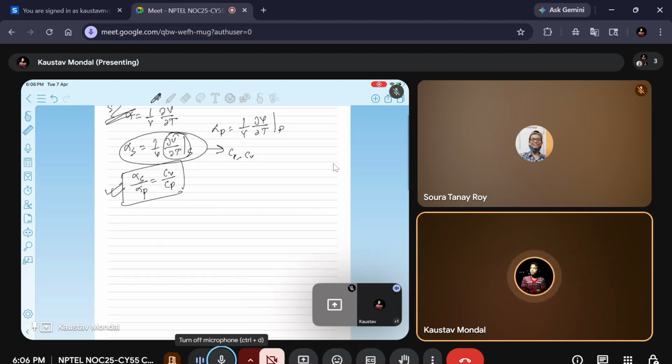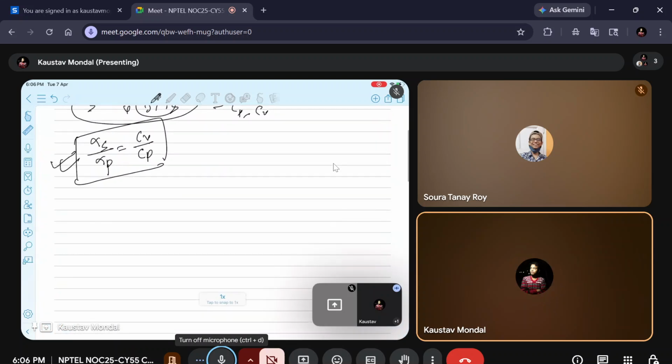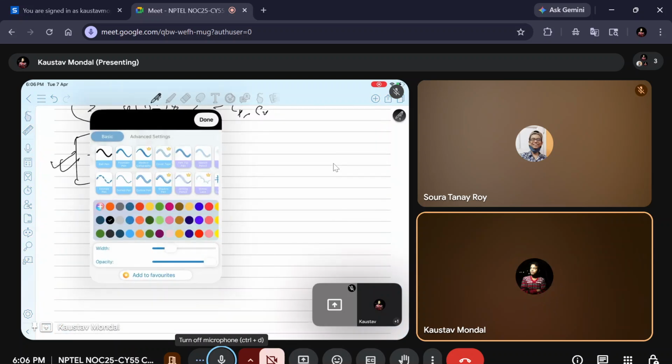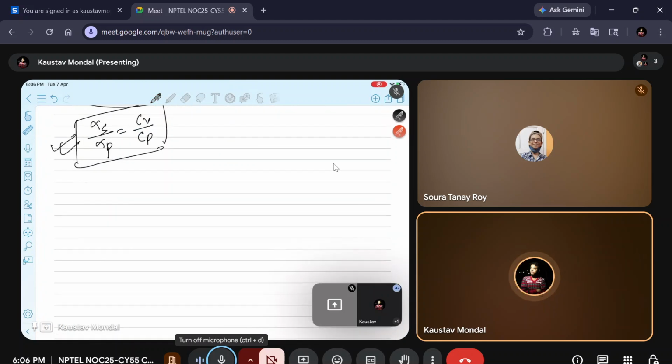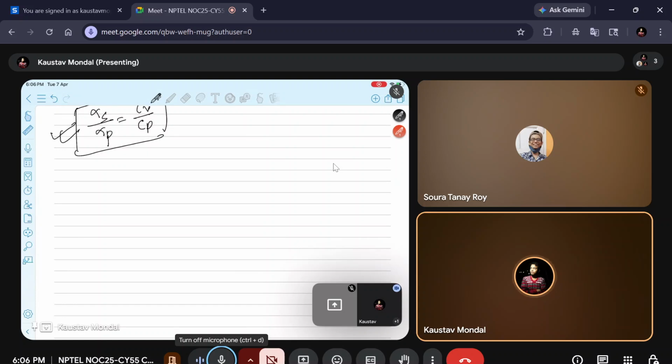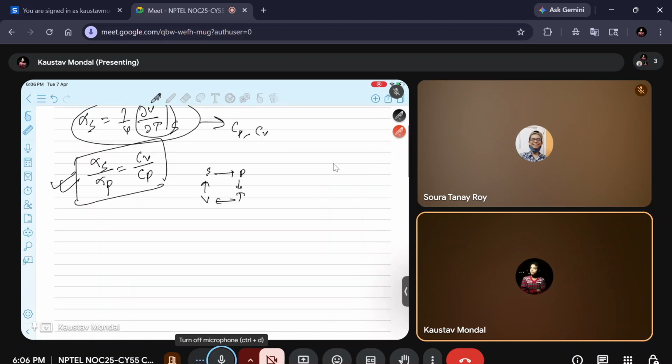So in the last class we started our discussion from Maxwell's relations, which you already know. This is the usual way to remember the Maxwell relations, a diagram to remember them.